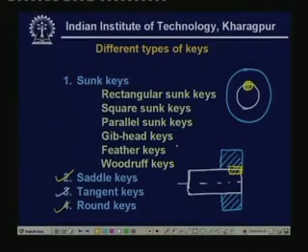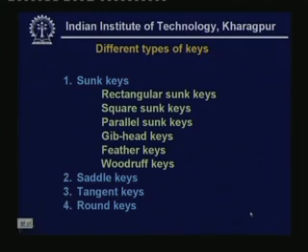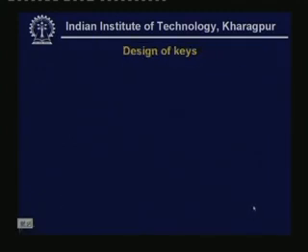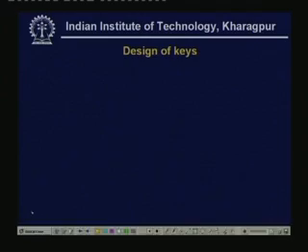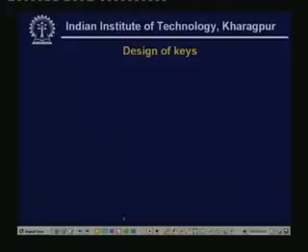Now, we have to go to the design of these keys, that we will do as a next task. So, let us now come to the design of keys. We are going to demonstrate the design taking first the parallel keys and then the taper keys. So, let us first concentrate on the parallel keys.